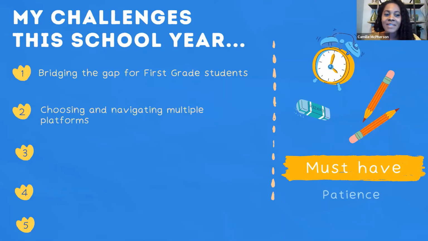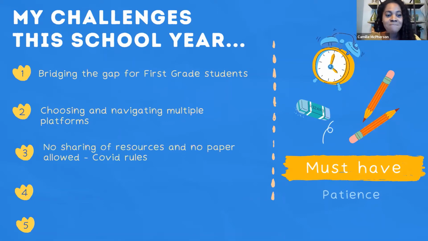So bridging that gap, and then choosing and navigating multiple platforms. If schools were not ready or not integrating technology as much as they should have been, I think there was this race to try and figure out what platforms were going to suit students and staff the best, and then training on that. So navigating multiple platforms, and being in grade 1, there was no paper or resources that were allowed to be shared. And kindergarten was completely different. If you are 6 and under, you didn't have to wear masks, and you were still allowed to have some hands-on activities, whereas in grade 1, that was completely stopped.